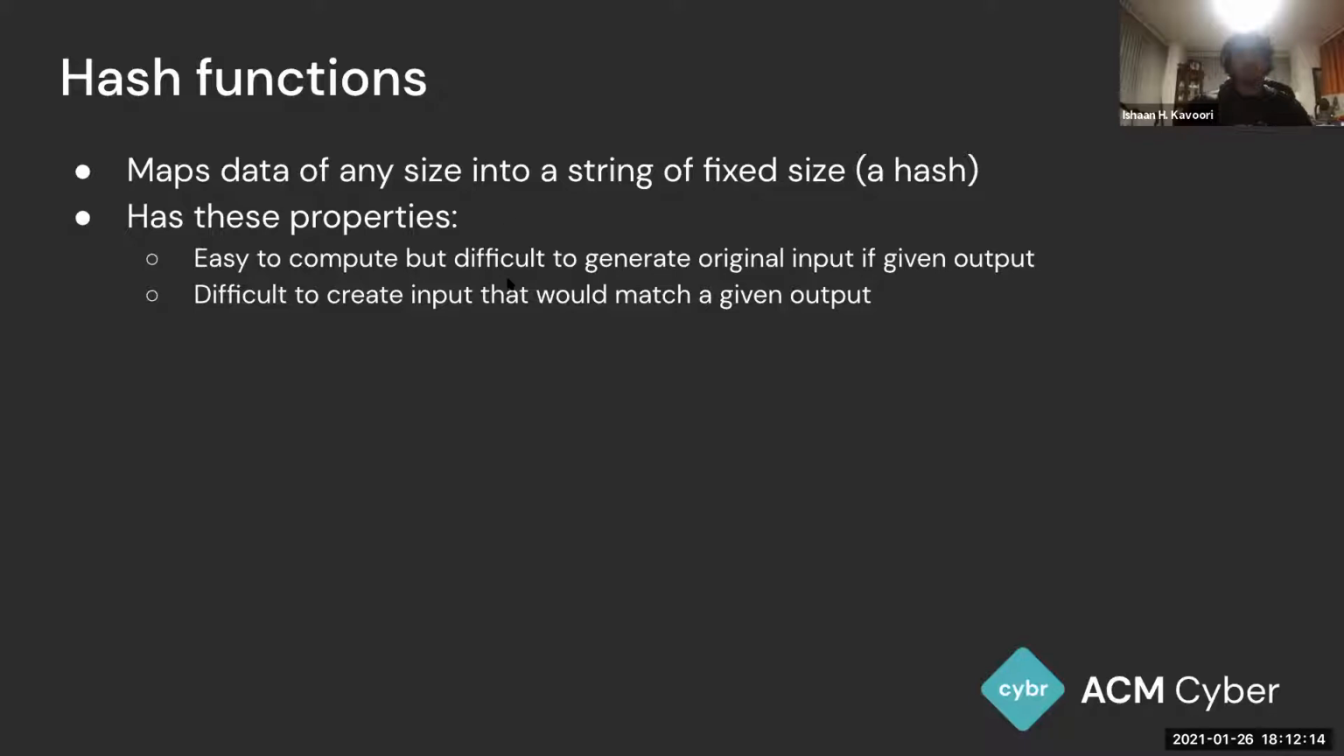As I told you before, a hash function maps data of any size into a string of a fixed size, also known as a hash. And in order to store passwords, a good hash function has to have these properties. It's easy to compute in one direction, but difficult to generate the original input if you're given the output. And it's also difficult to create an input that would match the given output. You'll see an example of this.